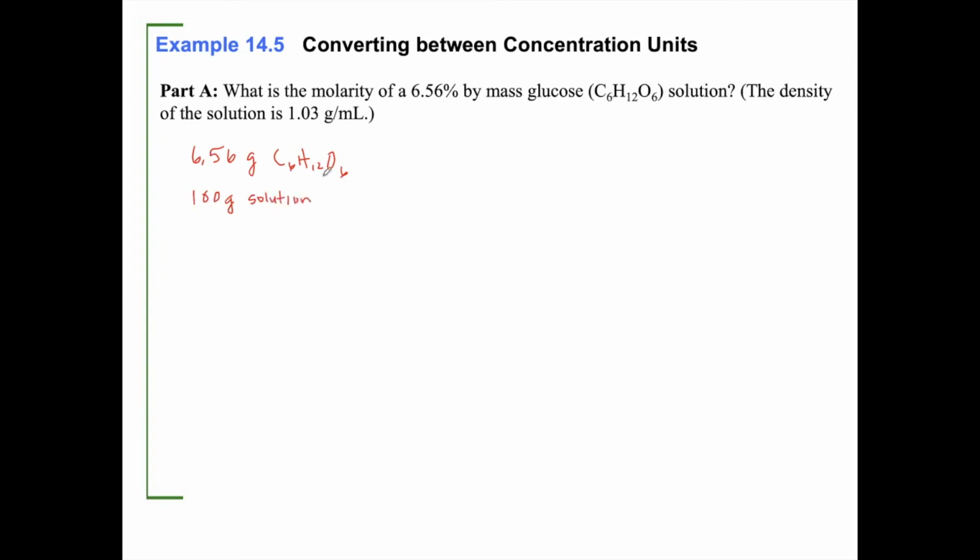Okay. So in order to find molarity, remember molarity is moles of solute over liters of solution. We can easily find the moles of our solute because we have the mass of our solute, right? So 6.56 grams of glucose. Okay, molar mass of glucose is 180.156 grams. Okay, so that'll give us our moles.